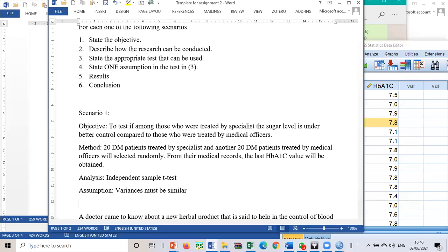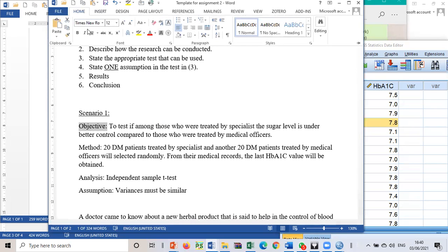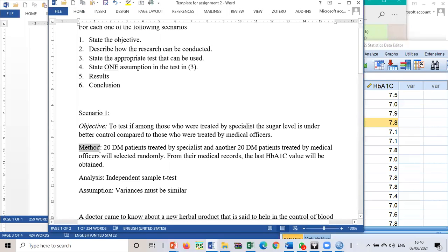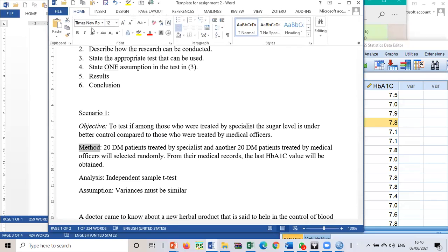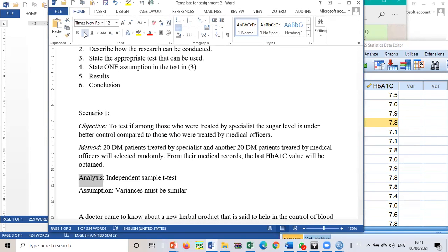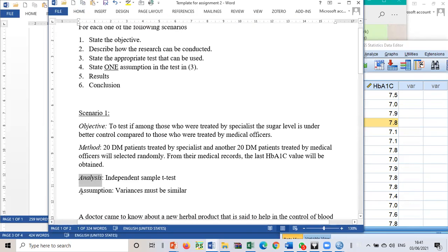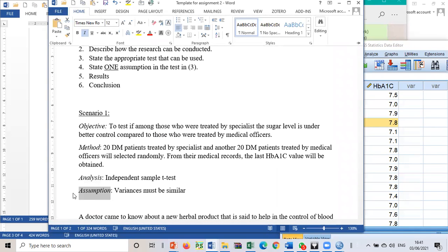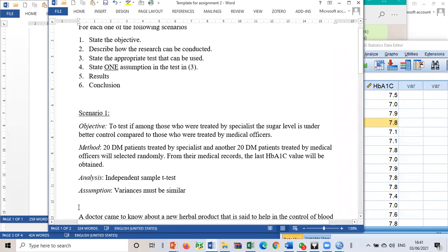So the objective, we have the objective, number one. Number two, the method. How do you go about doing the research? These questions will make you think about what we have done before. Analysis. What analysis you'll be doing? What's the assumption in the analysis? Number three. You can put number 1 to 3, still okay. And finally, the results and the conclusion.